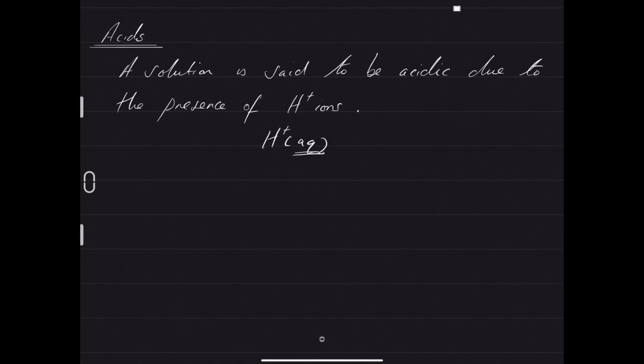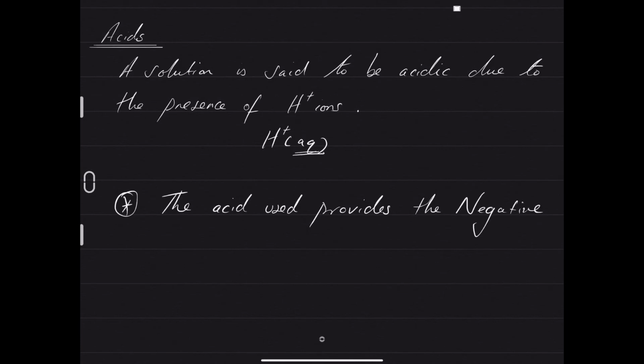So we say the acid used provides the negative ions present in all salts.